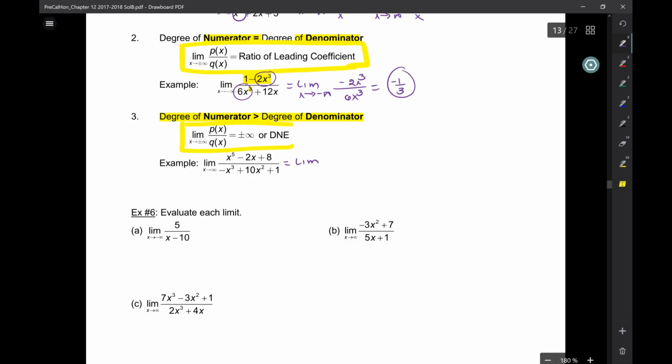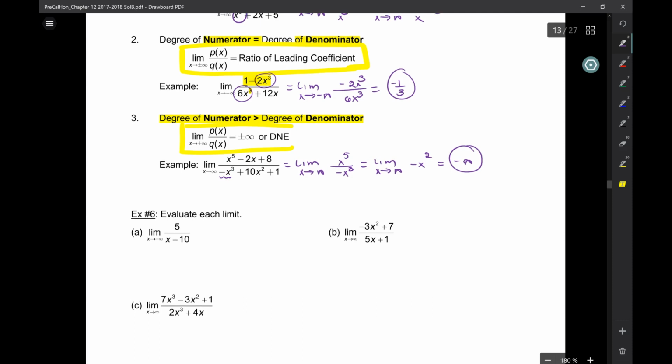So the limit, this is going to be the limit as x approaches infinity of these two. So it's going to be x to the 5 over negative x cubed, which is the limit as x approaches infinity of negative x squared. And that's going to be what? It's a parabola facing down, so it's going to face down, so negative infinity. Because it was x to the 5 over negative x cubed here, right? You take the entire term and the entire term.